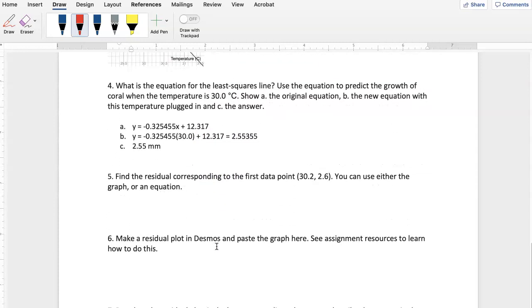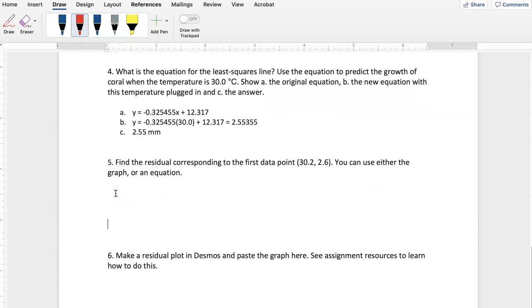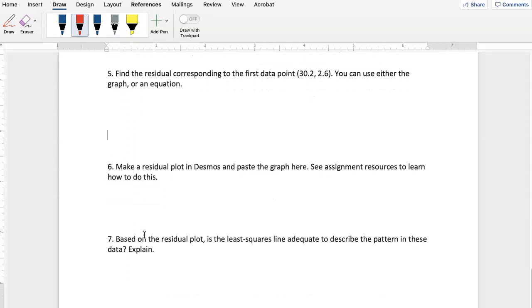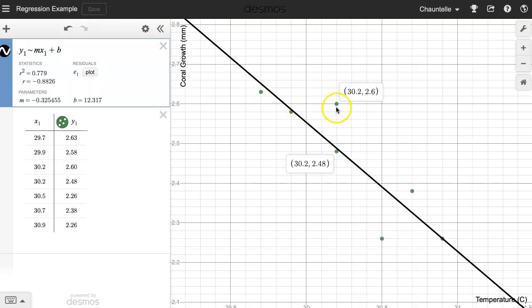Okay, so the next thing we're going to do is find the residual corresponding to the first data point, 30.2, 2.6. So you can either use the graph or you can do an equation. I like to start at least with the graph so that you can see what's happening here. So the first point is this 30.2, 2.6. That's the point that they're talking about. And they want to know the residual. So the residual is this distance right here. So we want to find this distance here.